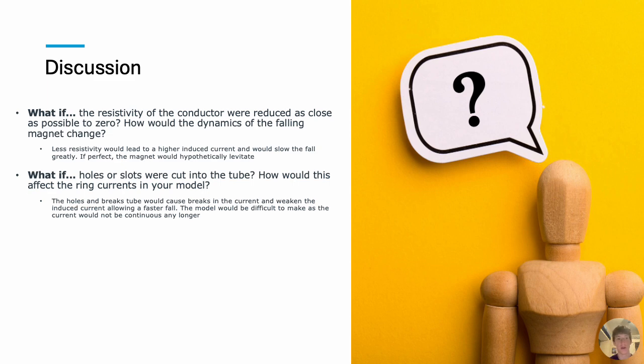And what if there are holes or slots cut into the tube? How would this affect the ring currents in your model? The holes and breaks would cause a break in the current, which would weaken it and make it a lot more difficult to code properly, because the induced current would not be continuous and the fall would be faster.